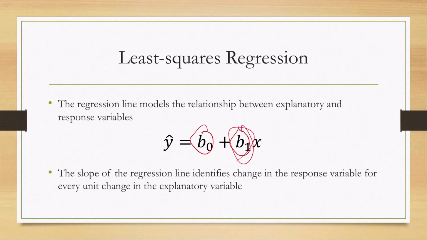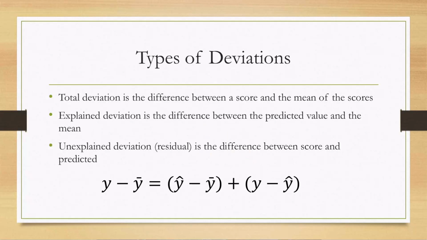All right, but in addition to the slope, there's some other data that we can get out of this. Let's talk about types of deviations. There are 3 types of deviations, and when we say deviation, of course, we're thinking of a difference. The first type is the total deviation, which is the difference between a score and the mean of scores. You could also call this the deviation from the mean. And we see that right down here. That's the observed value minus the mean.